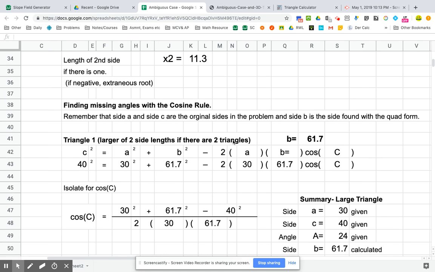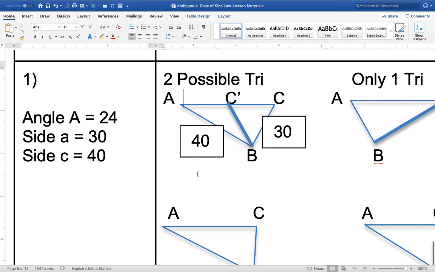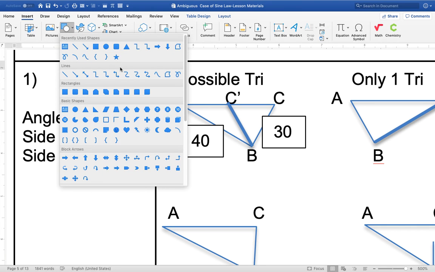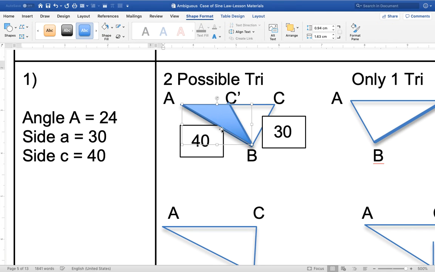We need to figure out all the angles in the triangle. Let's start with the bigger triangle, okay? I always call the bigger triangle, triangle number 1. So let's go back over here to this one. And what I'm going to do is just draw out that triangle again so you can see the smaller triangle. And so here's what we'll do, we take that smaller triangle. So the smaller triangle is going to look like this, right? So we can take that and move that out. So that's what the smaller triangle looks like.